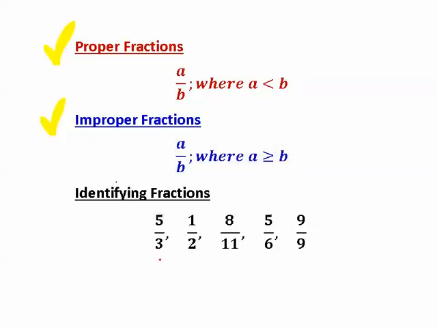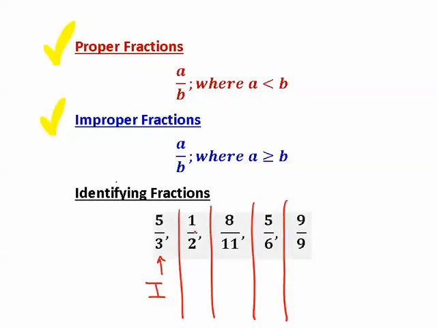Let's look at example number 1, 5/3. The numerator is larger than the denominator, so this is an example of an improper fraction. In example 2, the 1/2, 1 is smaller than the denominator, the bottom number, so that would be an example of a proper fraction. In the third one, 8/11, again, the numerator, the top number, is smaller than the denominator, so it's a proper fraction.